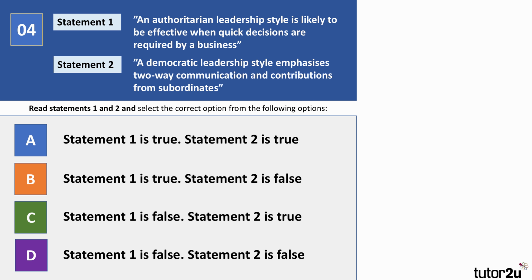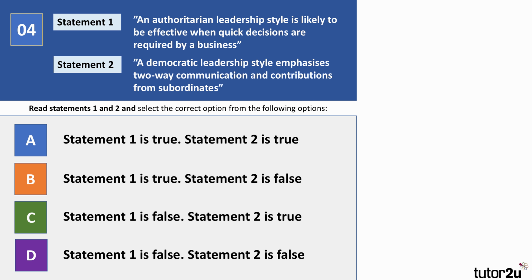And starting the video again, let's see how we got on. Well, statement 1 is true. That's often the case that when a business needs quick decision making, an authoritarian leadership style is likely to be effective, less need for consultation and debate. Often when the business is in trouble, it's often said that that's the best or the most appropriate situation for authoritarian leadership. No guarantee that will work, of course.